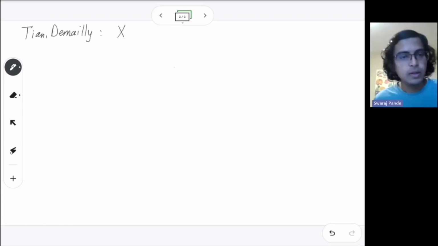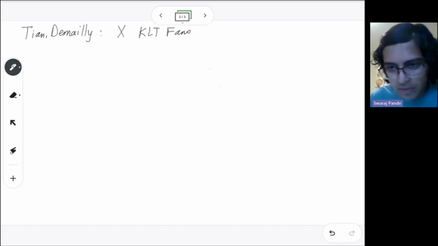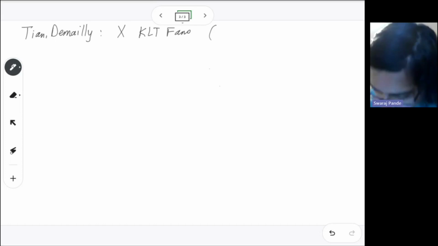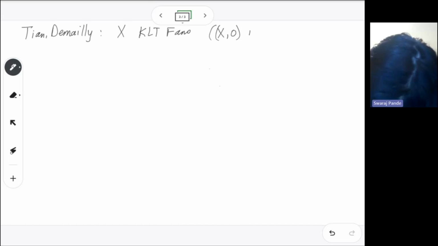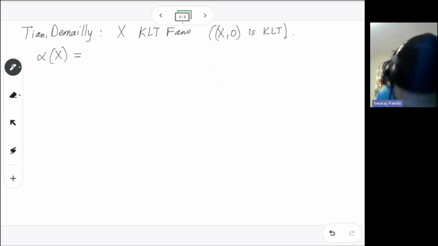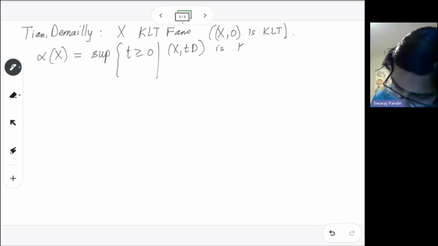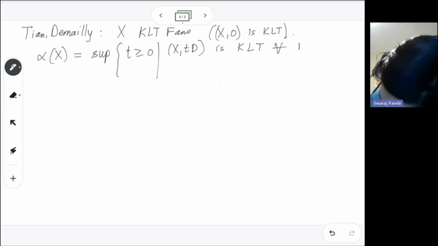So Tian and Demailly say: let X be a KLT Fano. So it's still a projective variety, and the negative of the canonical divisor is ample. Maybe it's only a Q-divisor, but it's still ample. And X is KLT means that the pair (X, 0) is KLT. In this case, the alpha invariant of X can be defined as follows. We can think of this as the supremum of all non-negative t's such that (X, tD) is KLT for every effective Q-divisor D such that D is Q-linearly equivalent to the anti-canonical divisor.